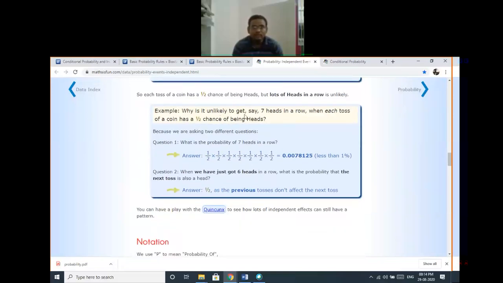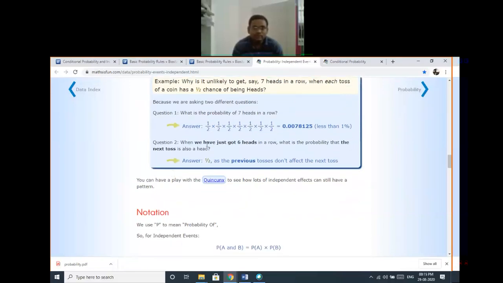One is unlikely to get, say, 7 heads in a row when each toss of a coin has a 1 by 2 chance of being heads. Okay, this is an example because you are asking two different questions. What is the probability of 7 heads in a row? So 7 heads means you have to multiply 7 times 1 by 2. So this is exactly 1% chance.